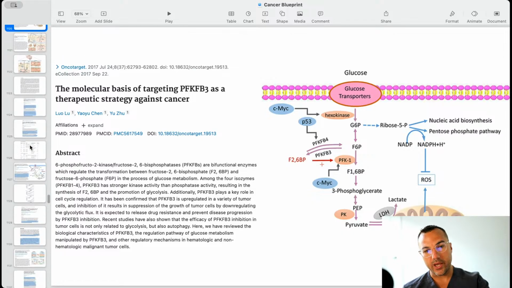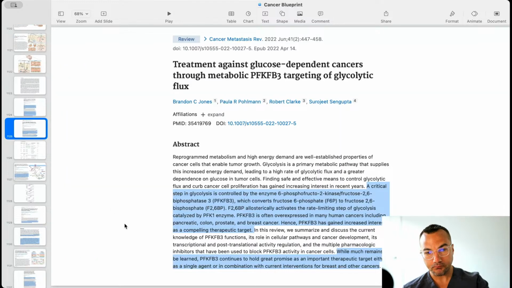It's kind of a roundabout way of trying to shut down glycolysis. We've already talked about things that can inhibit PFK directly. Now we're talking about an indirect way of blocking it. PFKFB3 is often overexpressed in many human cancers, including pancreatic cancer, colon, prostate, and breast cancer. Hence, PFKFB has gained interest as a compelling therapeutic target. While much remains to be learned, PFKFB3 continues to hold great promise as an important therapeutic target, either as a single agent or in combination with current interventions for breast and other cancers.